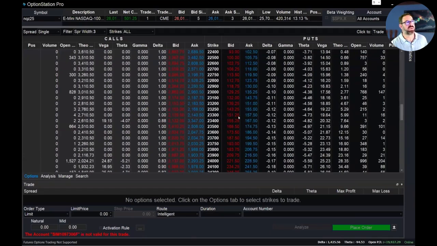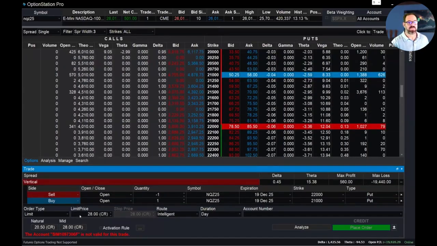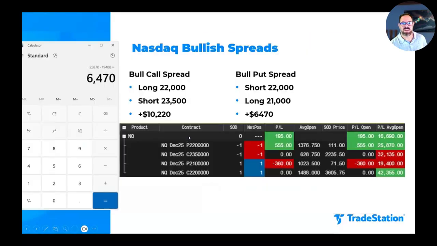So it was short 22 and long 21. So 22, long 21. There we go. And it's about a $20 credit right now. That wasn't my original pricing. My original pricing was what? Go back to the slide and the calculator.